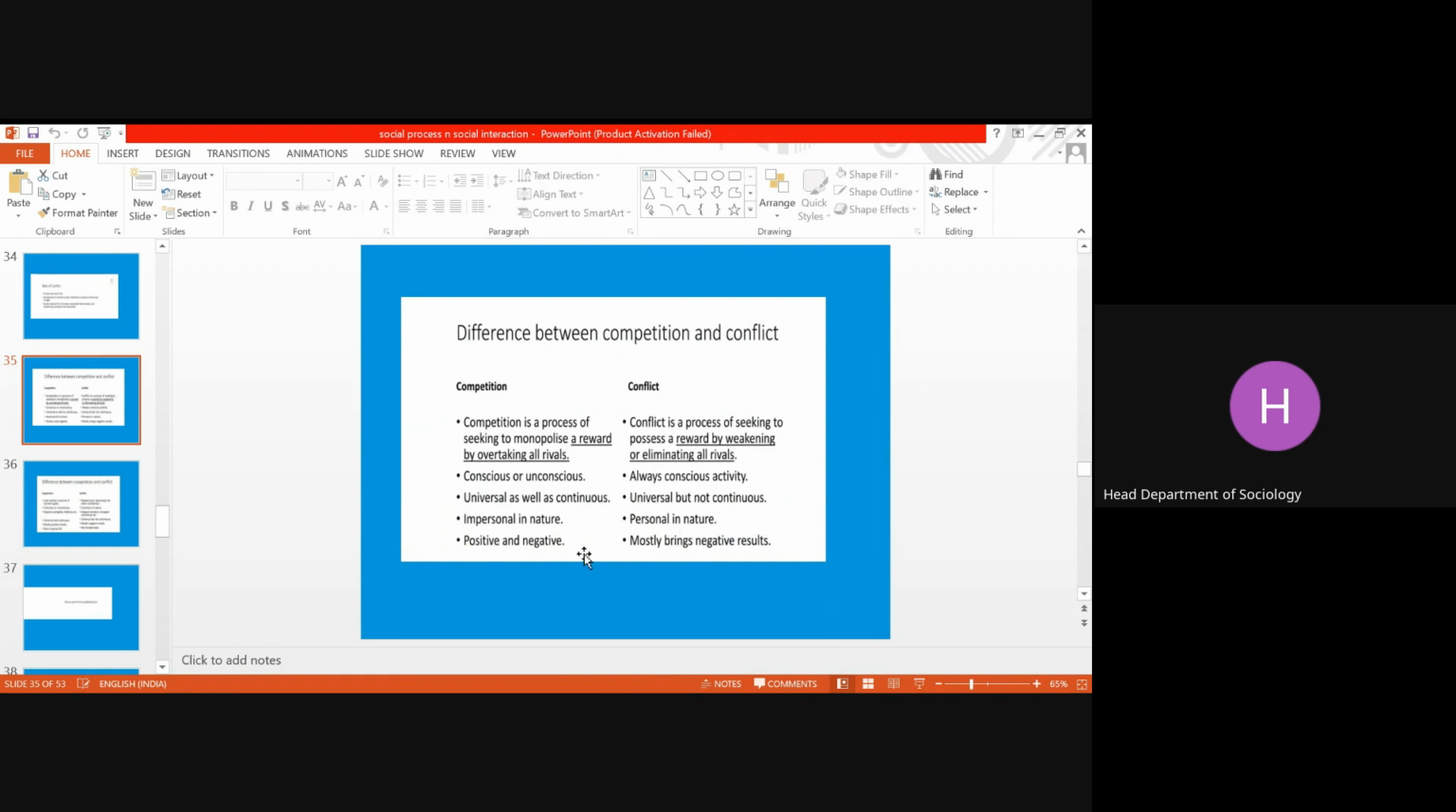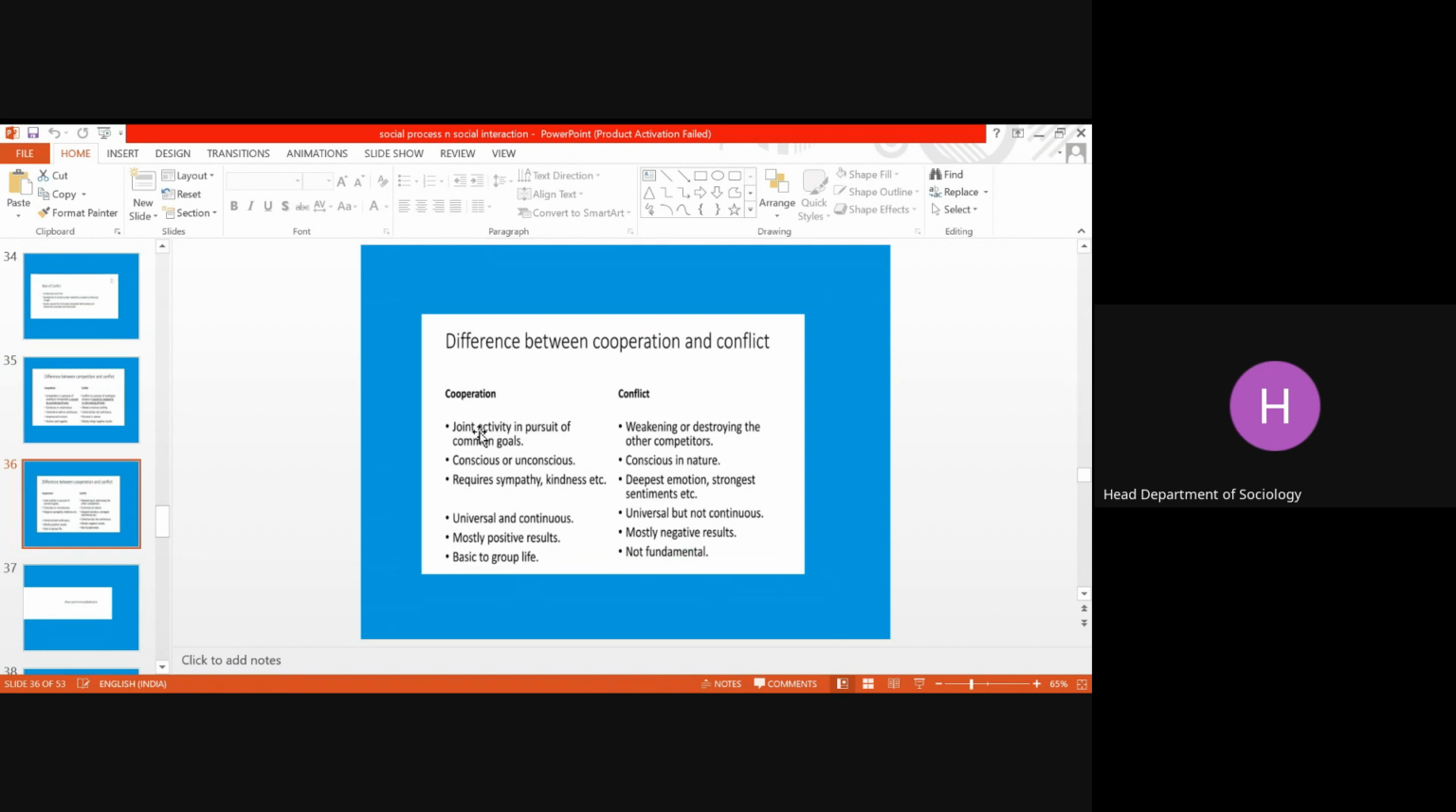I have decided that today I'm going to fight with this person. It can be positive and negative. Mostly brings negative results. Whenever there is a clash in the families or in the nations, we can see that that bandage will be there for a lifelong. Conflict is joint activity in pursuit of common goals, weakening or destroying other competitors. They will have some cooperation to improve the other persons, but here they will destroy them.